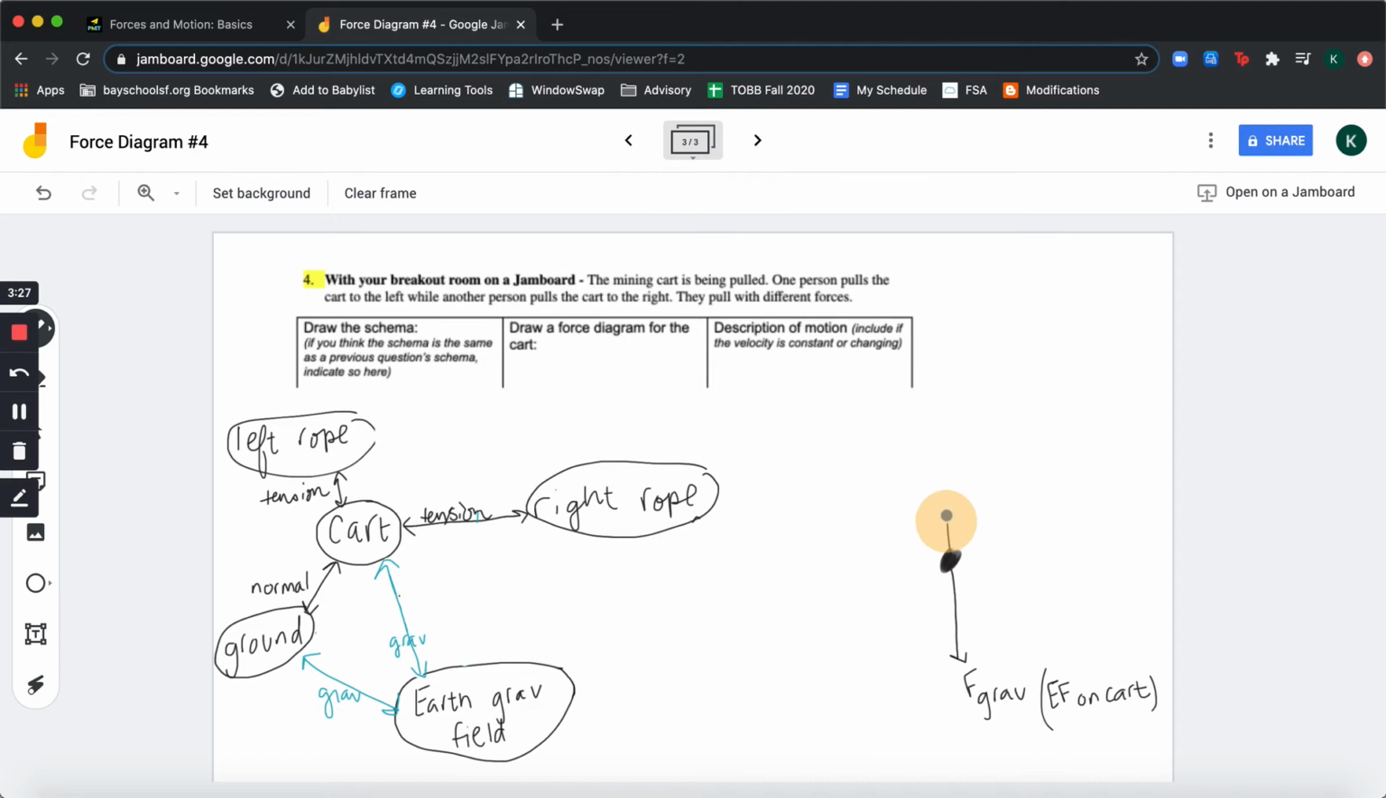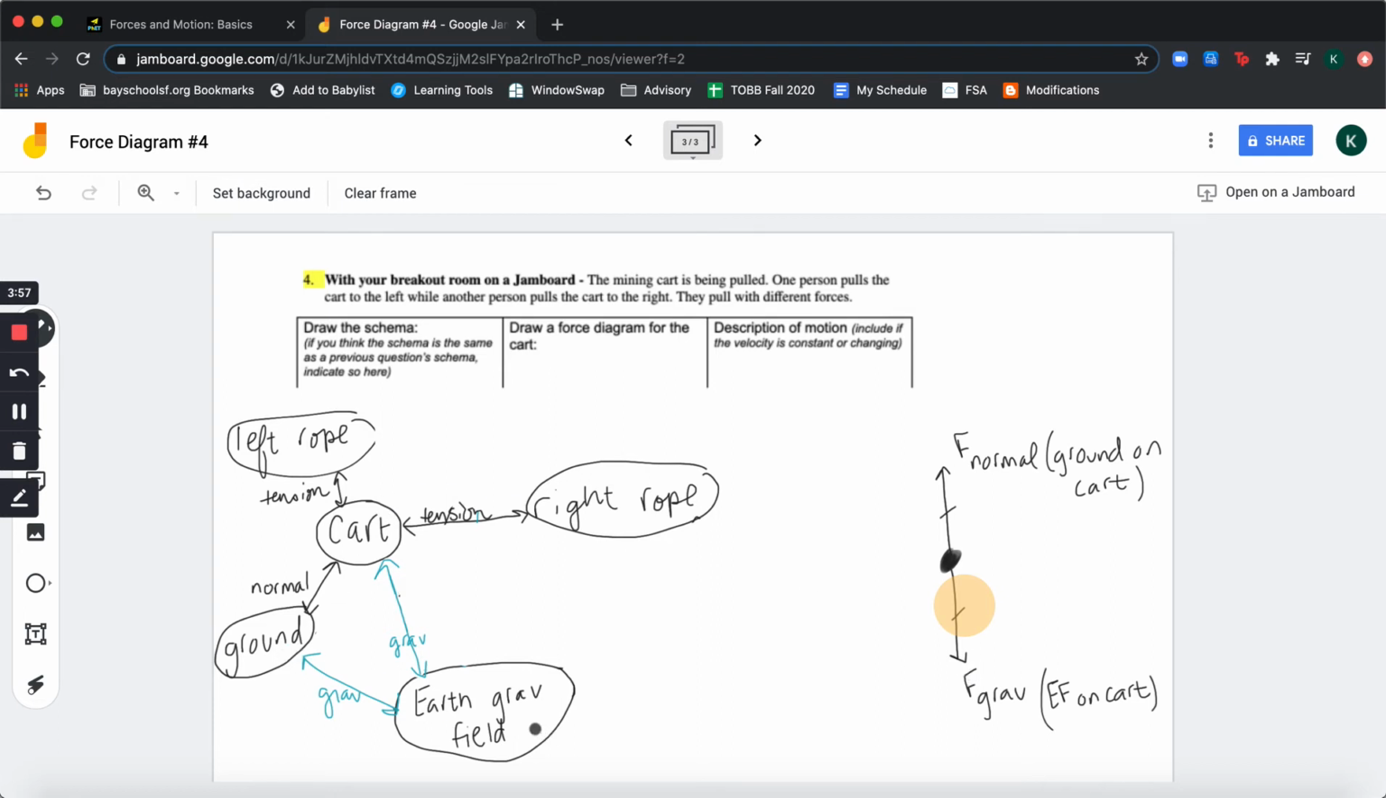In the opposite direction, we have the ground on the cart. That is the normal force of the ground on cart. Okay, notice that the cart is not moving into the air, nor is it sinking into the ground. That is because these are opposite forces and they have equal magnitude. We are indicating that with congruency marks.